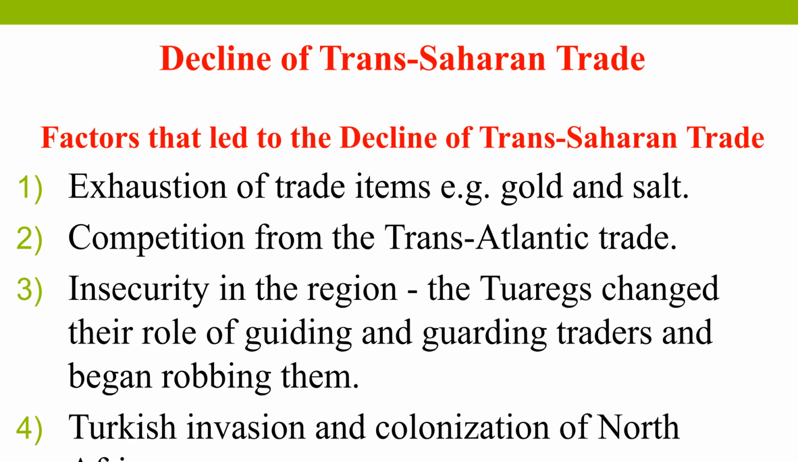Factors leading to the decline of the trans-Saharan trade included the exhaustion of key trade items like gold and salt, competition from the transatlantic trade, and increased insecurity as Tuaregs began robbing traders. The Turkish invasion and colonization of North Africa also played a role.